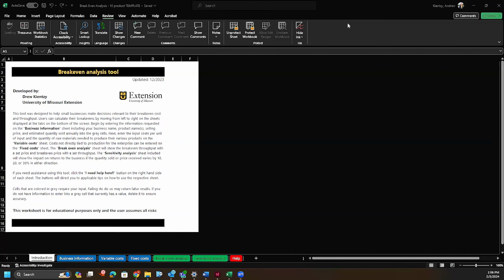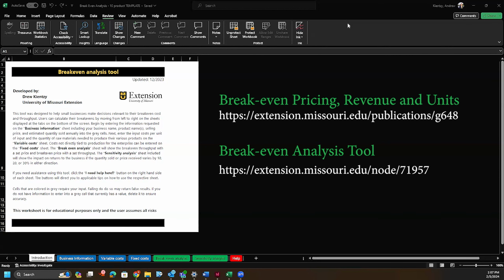I'm a research analyst with the University of Missouri Extension. The break-even analysis tool is for producers and processors to figure out the optimal pricing and sales targets for wholesale and retail products within their business. This tool is meant for analyzing further processed or packaged goods. It is not ideal for raw produce or animal products.